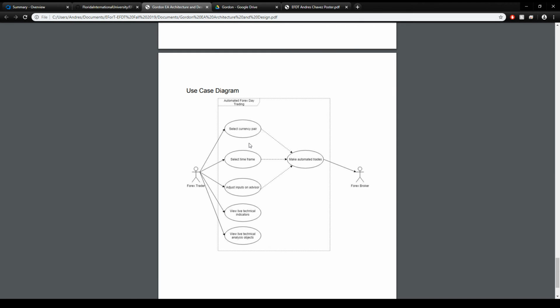The last thing I wanted to show you was this use case diagram. Essentially, you also have all these inputs on your expert advisor that allow you to control what it might do or how you want it to act, which you will get into as you learn more about MetaTrader. The inputs on your expert advisor allow you to make it more nuanced.